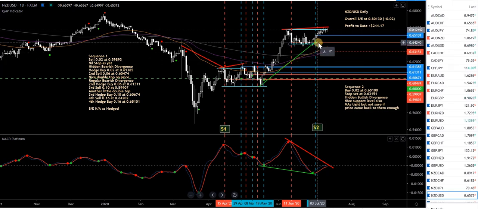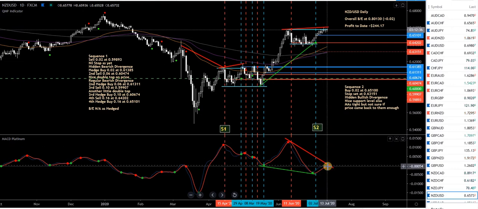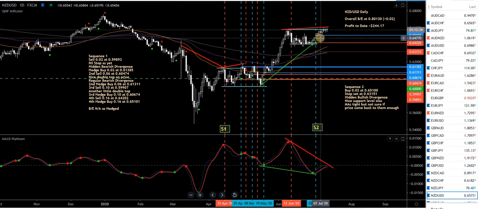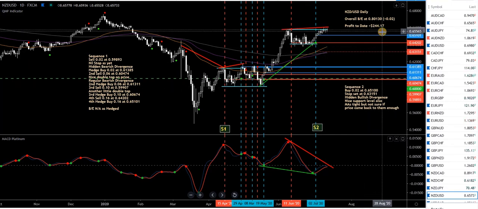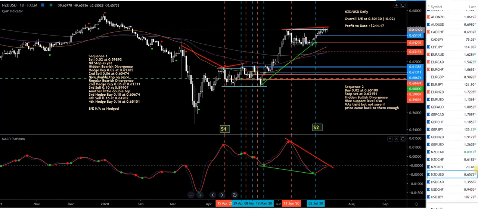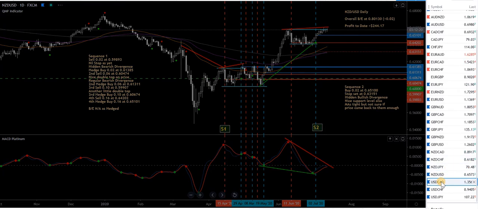So in the meantime, as I said, we've got this buy, sequence 2, stop and place. The MACD Platinum's getting close to zero level. I may look at tightening this up because that resistance level tells me it could be a sticking point. And what are we at? It's 65 cents for the Kiwi. Yeah. It's probably around its sweet spot.